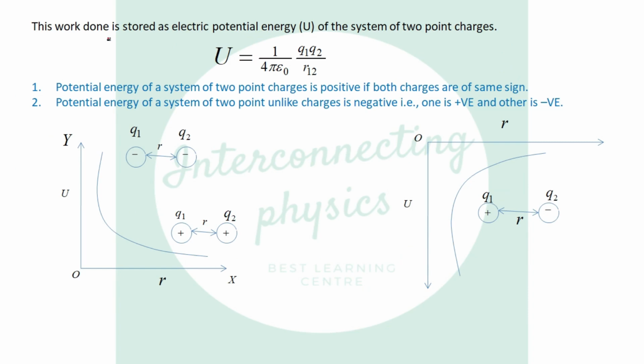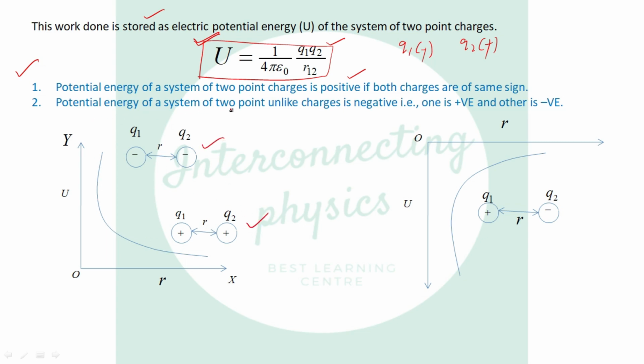Okay. Now this work done will be stored as potential energy, electrical potential energy, that is 1 over 4 pi epsilon naught Q1 Q2 over R12. Now, number 1, the most important point: the potential energy of a system of point charges is positive if both charges are of the same sign. You see, if Q1 is negative and Q2 is negative, negative times negative will be positive and the potential energy will be positive. If Q1 is positive and Q2 is positive, positive times positive is positive, and electric potential energy is again positive. Okay, and the graph is like this if both charges are of the same sign.